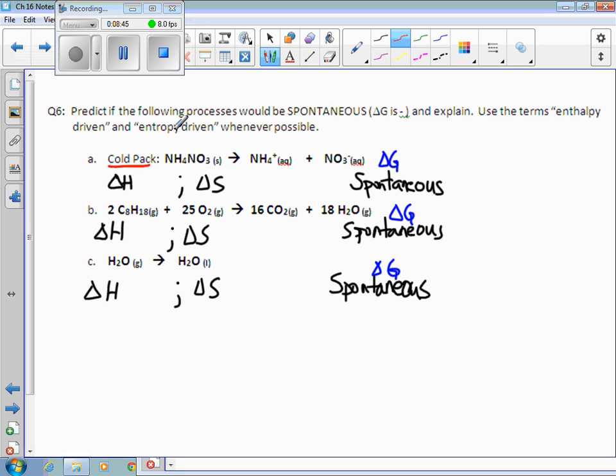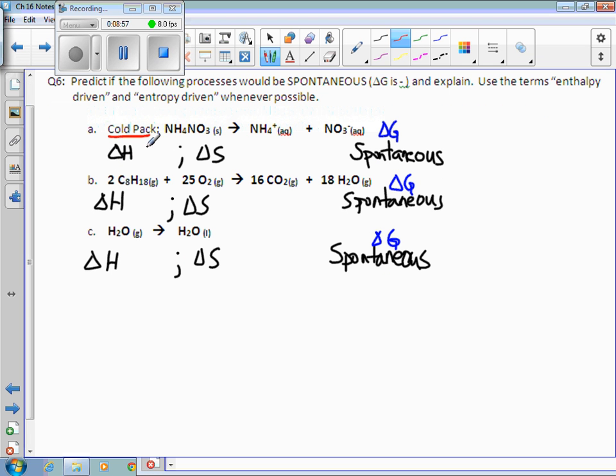Is it absorbing energy from the surroundings, which includes your hand, which you're touching the cold pack with? Or is it releasing energy? So a cold pack feels cold because energy is being taken in from the surroundings. So that is clearly an endothermic process. So delta H is positive. Now what about the disorder here?